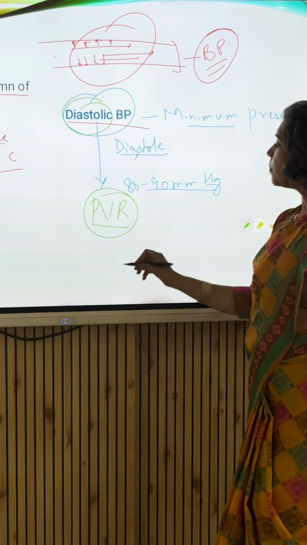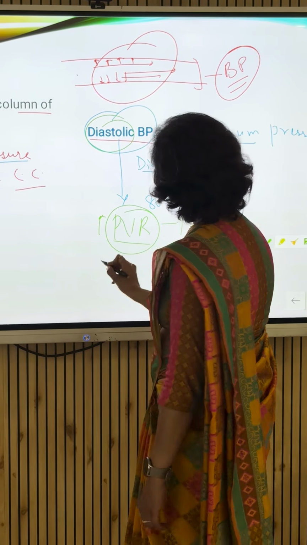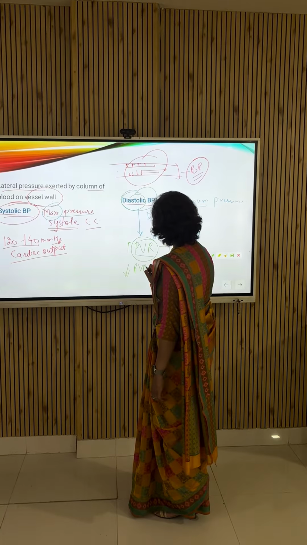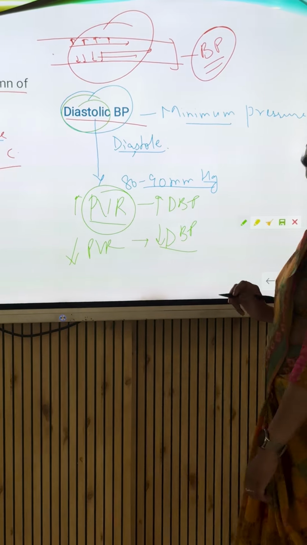The more the peripheral vascular resistance, the higher the diastolic blood pressure, and a fall in the peripheral vascular resistance will lead to a decline in the diastolic blood pressure.